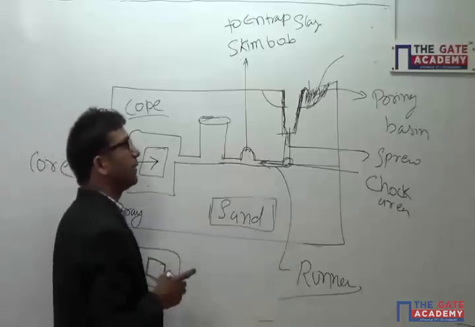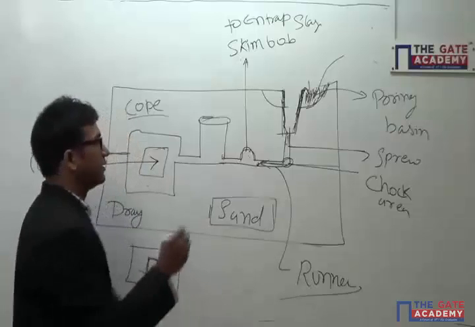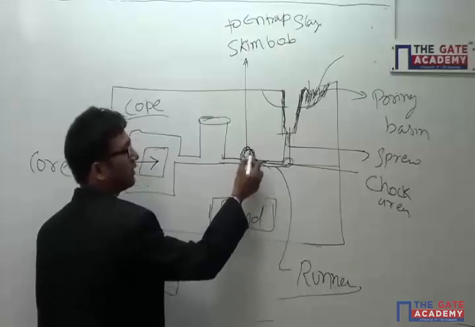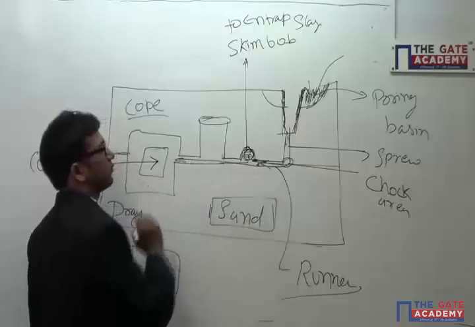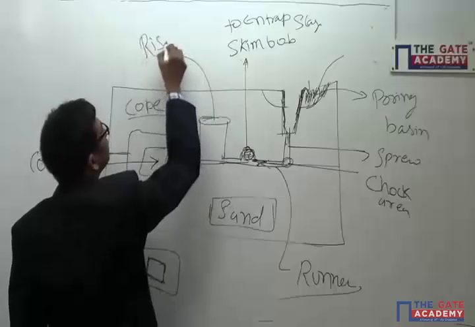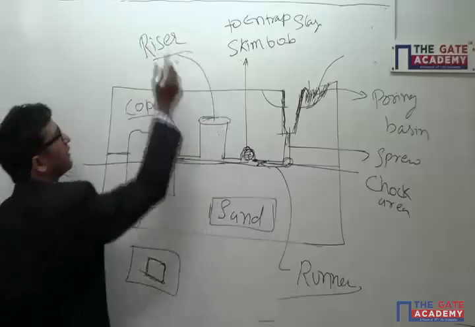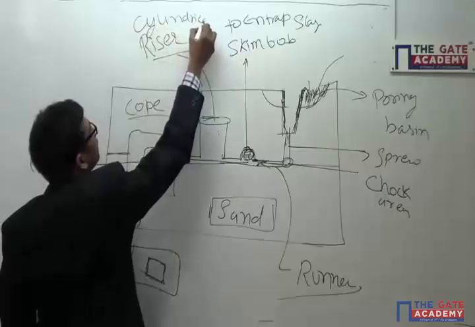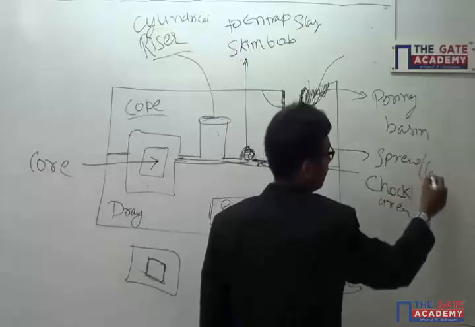So most of the metal is heavier than your sand particles. So the slag portion will remain in the upper cavity only, and molten material will flow by this portion. That is called your riser. The shape of the riser is always cylindrical, and the shape of this sprue is always conical.